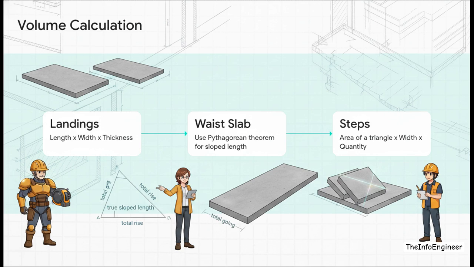Finally, step 3, the steps. We've already accounted for the slab beneath them, so the steps are literally just simple right-angled triangles sitting on top. Take the area of one triangle, half the going times the rise, multiply it by the stair width, and then multiply by the total number of steps. Add those 3 components together, and boom, you have your exact theoretical concrete volume.